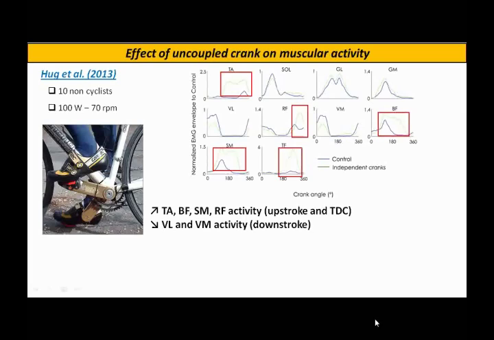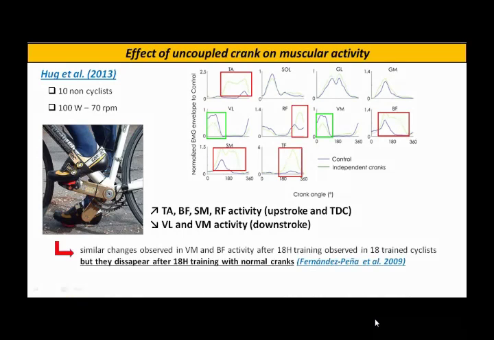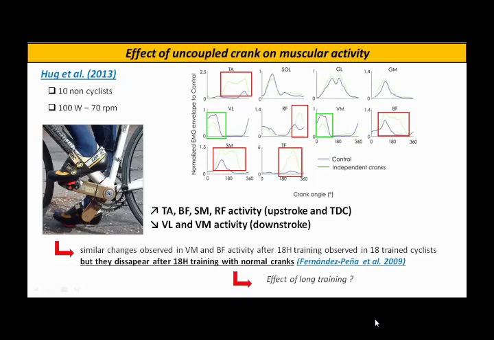The pull-up action can be developed using uncoupled cranks like power cranks. In this study, the authors have shown that the activity of several muscles, notably the flexor muscles, increases greatly during the upstroke, whereas the activity of extensor muscles decreases. Similar changes were observed after a training period with a power crank, but the changes disappear quickly when cyclists resume normal training. So future studies should focus on the effect of long-term training with power cranks.